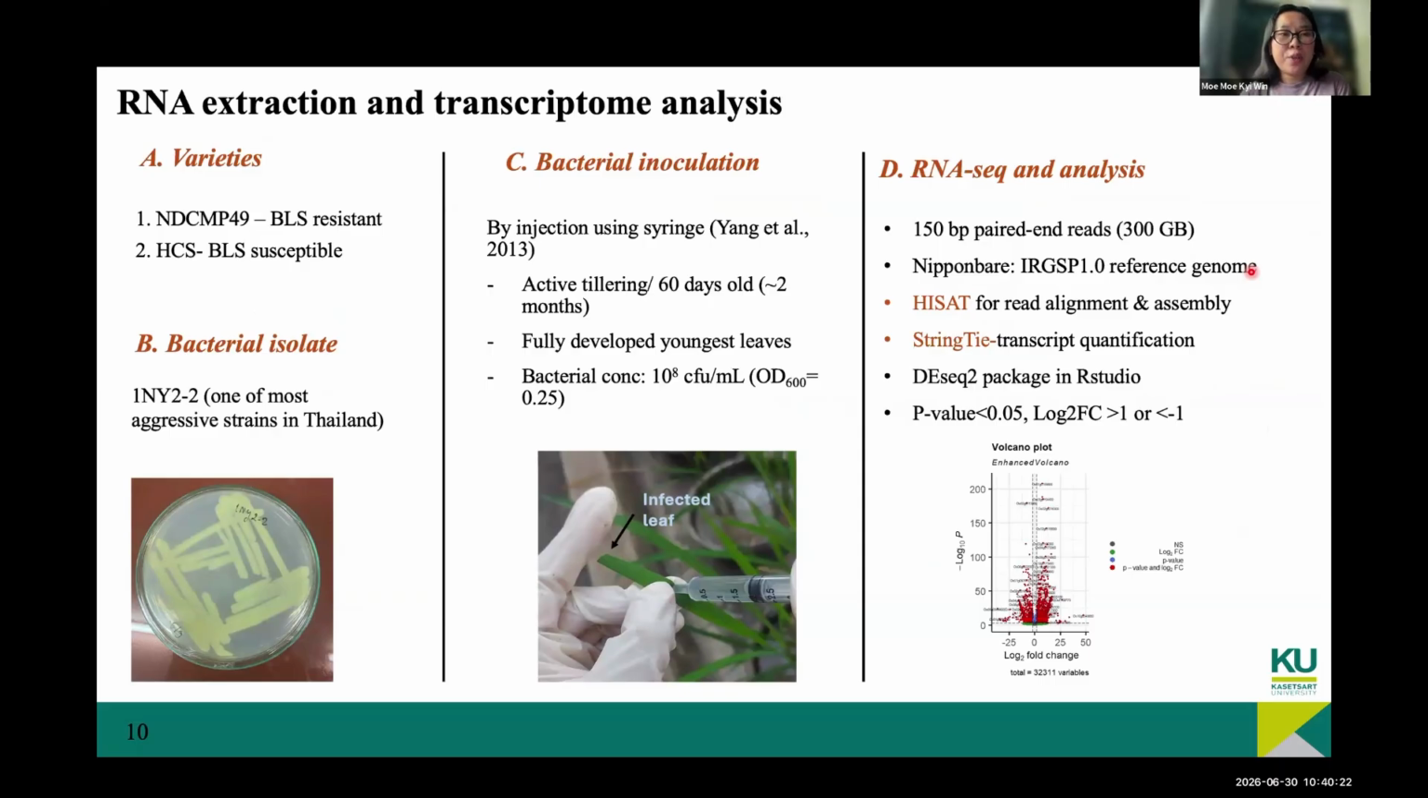In this RNA experiment, we use the same genotypes, NDCMP49 and HCS, and we use the same XOC isolate, but for the inoculation, we used injection with a needleless syringe, and followed this pipeline for transcriptome analysis.